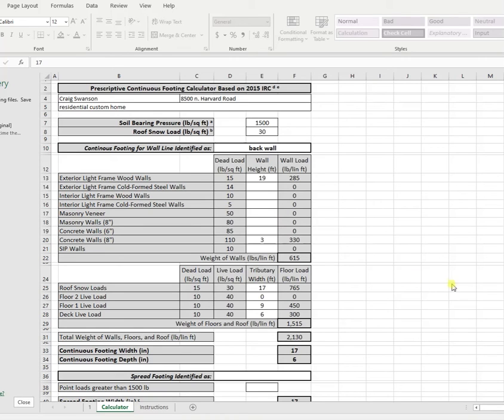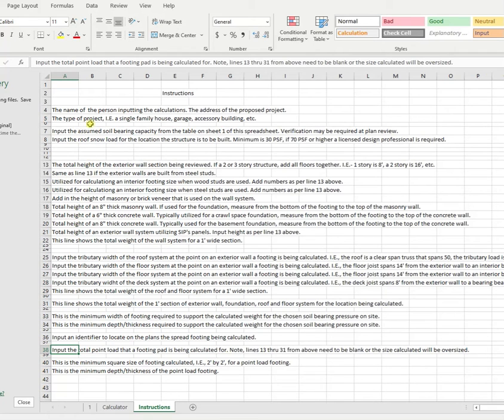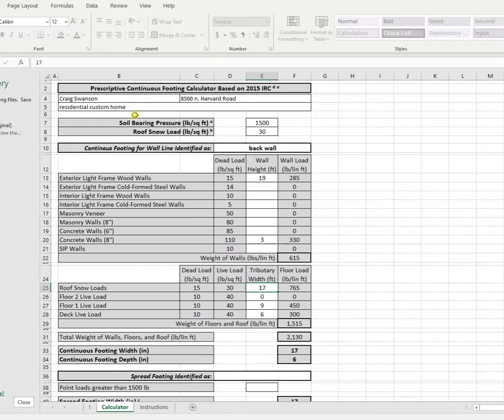So here is a quick tutorial on the prescriptive continuous footing calculator. One important thing to remember is down here at the bottom are the tabs, and they will tell you, not in detail, but basically what they're asking for. So that is like at number 4, it says name of the person inputting the calculations and the address of the proposed project. So I filled that out, and here they ask for what type of job it is.